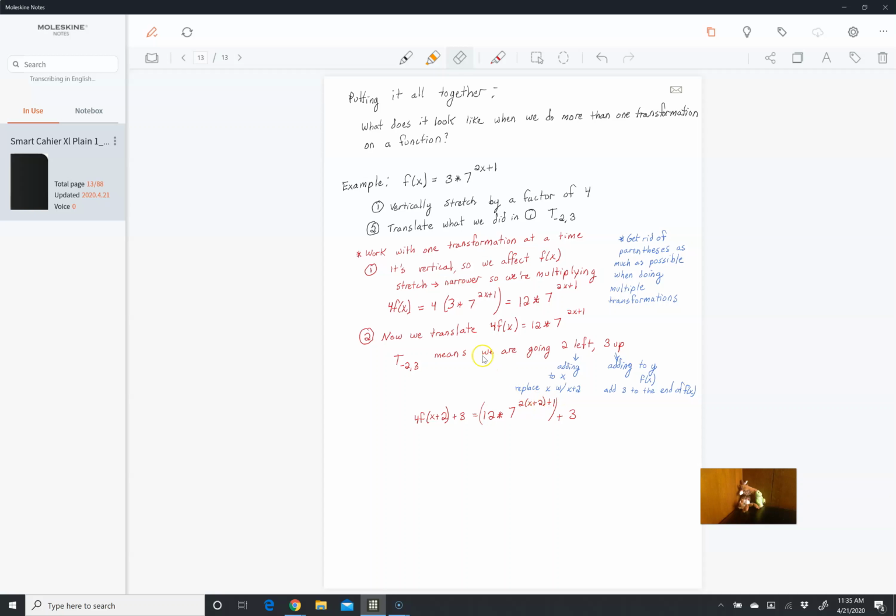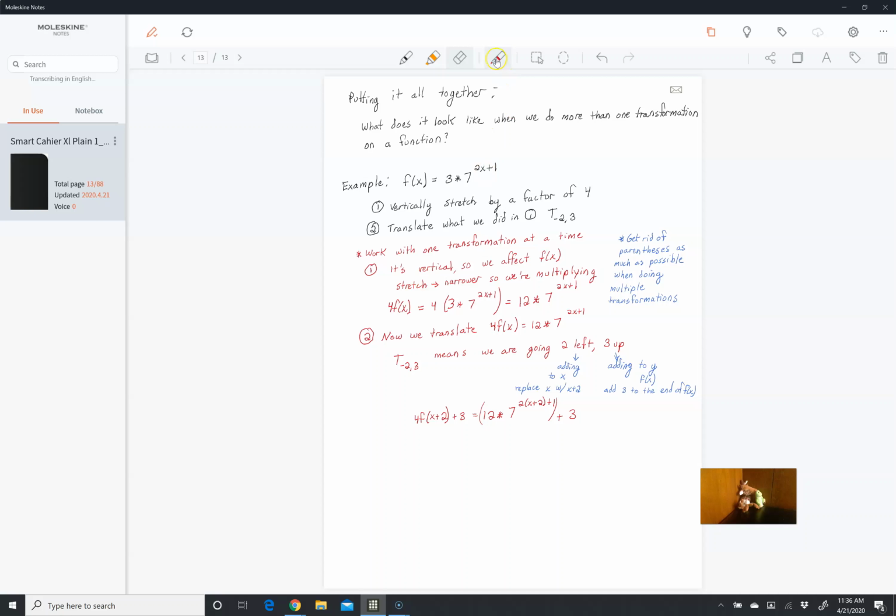Okay, you can see that if you didn't multiply the 4 times 3, then you would have extra parentheses in here. Already you have 2 sets. This would add in an extra set. Okay, and the 4, again, it just gets carried down. Don't get confused by this 4, okay? The reason why it's 4 f of x plus 2 plus 3 is because we're translating this function for f of x, not this one. We're translating the new function, okay?